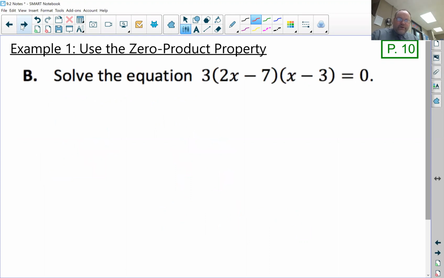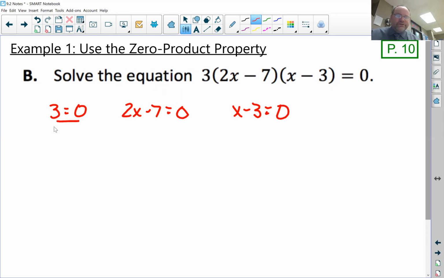All right, here's another equation. 3 times the quantity 2x minus 7 times x minus 3 equals 0. We're going to set each factor equal to 0. So 3 equals 0, 2x minus 7 equals 0, x minus 3 equals 0. Now, can 3 ever equal 0? No. So this is not going to give us any solution.